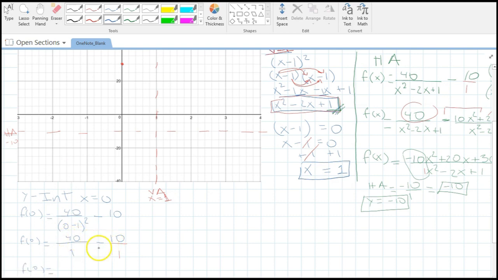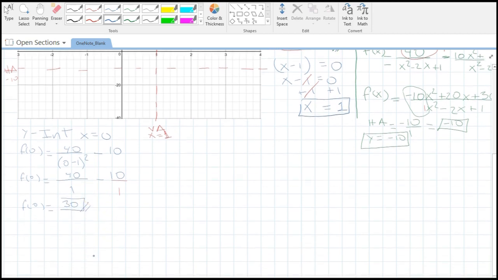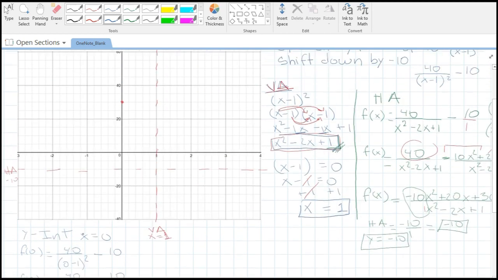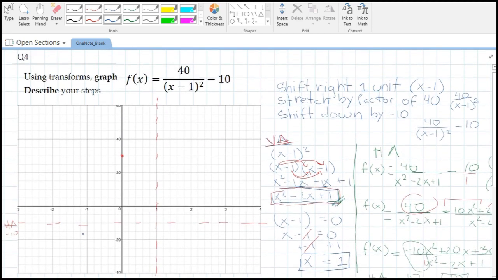We have 40 minus 10, which is going to be 30. That means that our y-intercept is (0, 30). Find that in the graph, it is going to be right here. We have 40, 20 right in the middle is going to be our y-intercept.